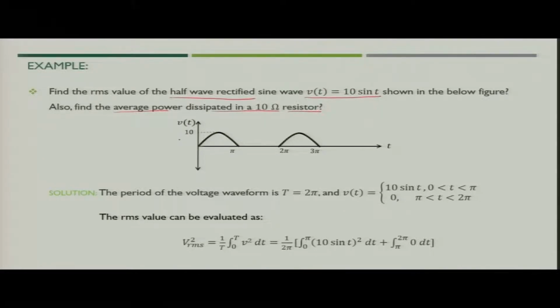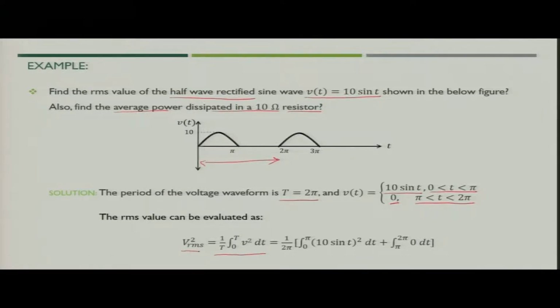So, if you see this figure, you will come to know that the time period of this particular waveform is also 2 pi, and the voltage is defined as 10 sin t for 0 to pi, and it is 0 between pi to 2 pi. So, how will you calculate the RMS value? Since it is not a pure sinusoid, you cannot directly use Vrms = Vm/root 2. You have to calculate it with the help of the standard definition of root mean square.